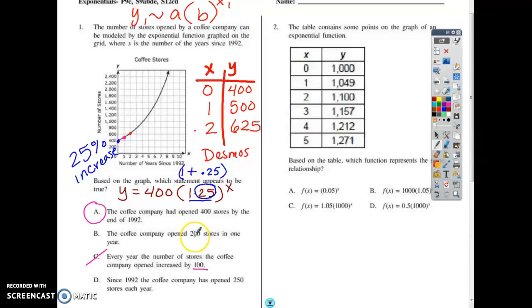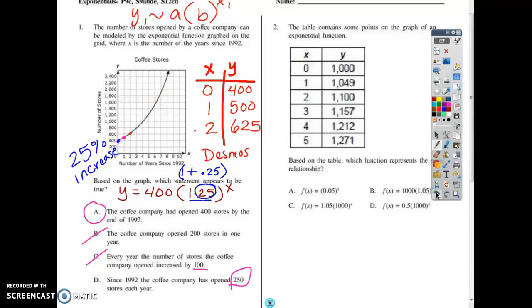Okay? B says the coffee opened 200 stores in 1 year. Well, no, it didn't, because from 0 to 1, it opened 100 stores, not 200 stores. And then the last one, since 1992, the coffee company has opened 250 stores each year. Well, if you go up by 250 each year, it's not going to look like this. It's going to look more like this, like a straight line.